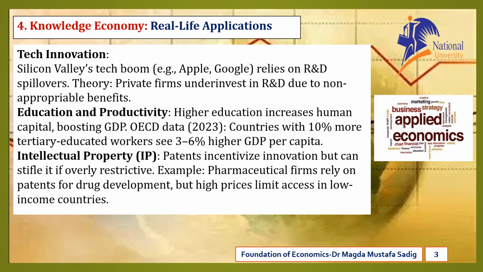When they innovate, their ideas often spill over to other companies. For example, Google's work on cloud computing helps startups build apps without starting from scratch. Theory explained: the problem is private companies might not spend enough on R&D because they cannot keep all the benefits to themselves. These are called non-appropriable benefits.